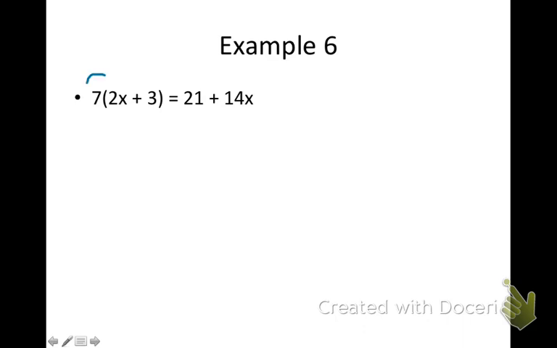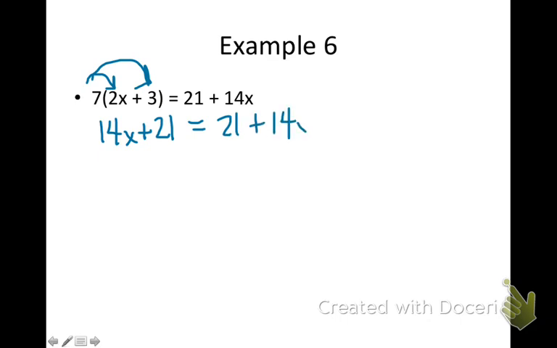Again, use distributive property for example 6. So 14x plus 21 is equal to 21 plus 14x. Well, that looks like the commutative property of addition, and it is true. For every value of x, it will be true. So that means that when we get to this point, and I can show you what it looks like if we did try to solve it, this is all solutions, but let's just say we didn't figure that out yet.